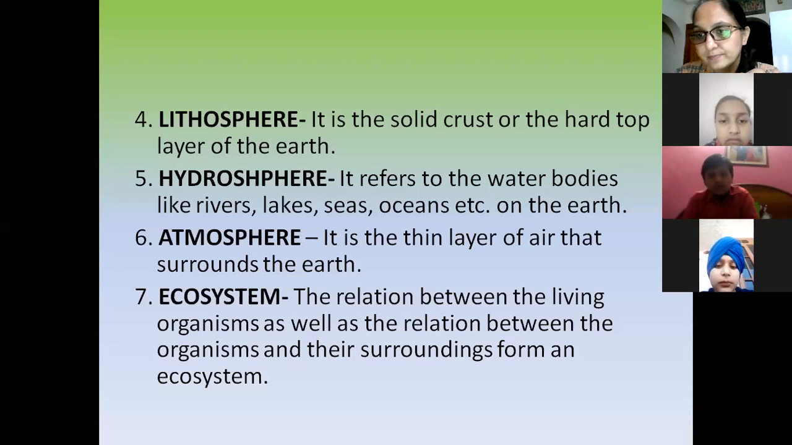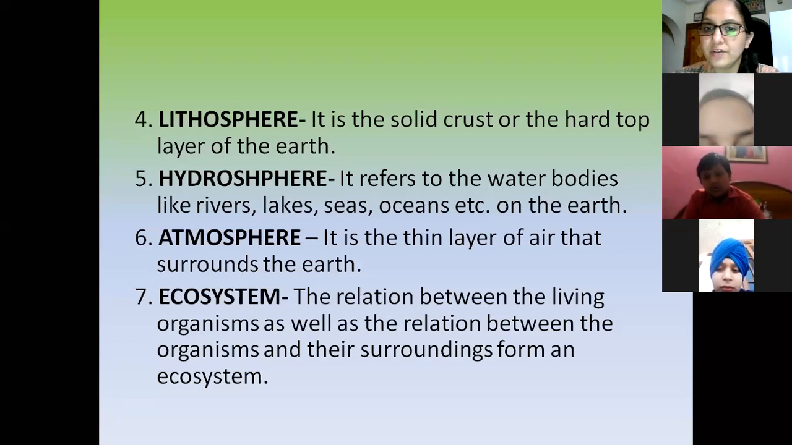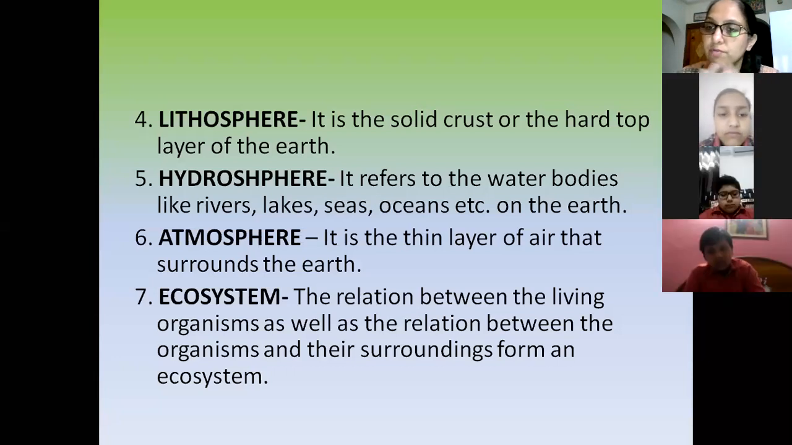Then we have hydrosphere. Hydro means, what is the meaning of hydro? Water. Very good. Hydrosphere refers to the water bodies like rivers, lakes, seas, oceans, etc. In whichever form water is available on earth, that comes under hydrosphere.